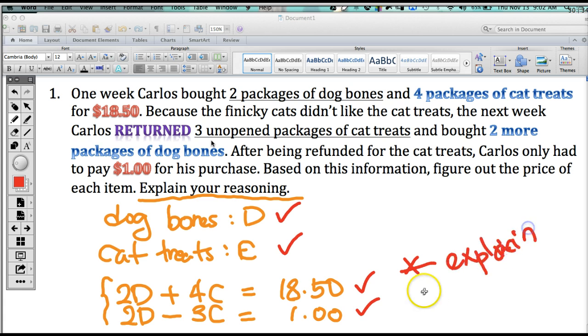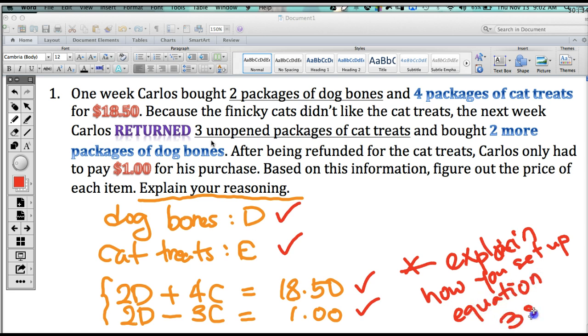Explain how you set up the equation. And I want at least 3 sentences over here. Okay? So I want you to give me at least 3 sentences. For me, it's very simple. I said that C is, most likely I want to explain this. The reason why I put minus 3C is because Carlos returned 3 bags of cat food. Okay? And then the reason why I put $1 here is because he already got refunded the amount and then he only has to pay an additional $1.